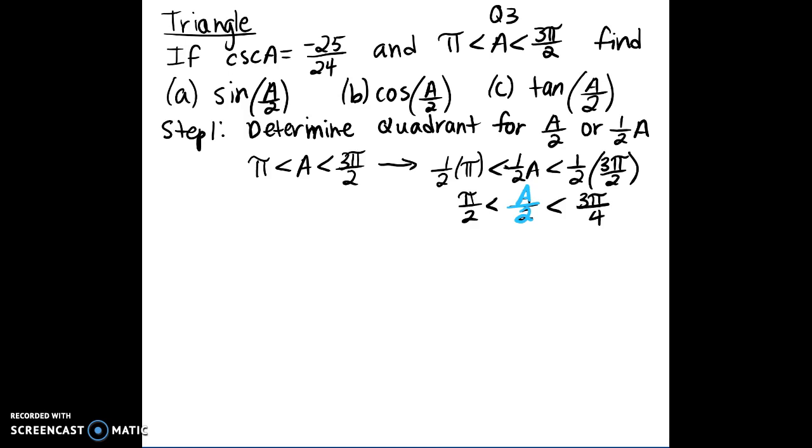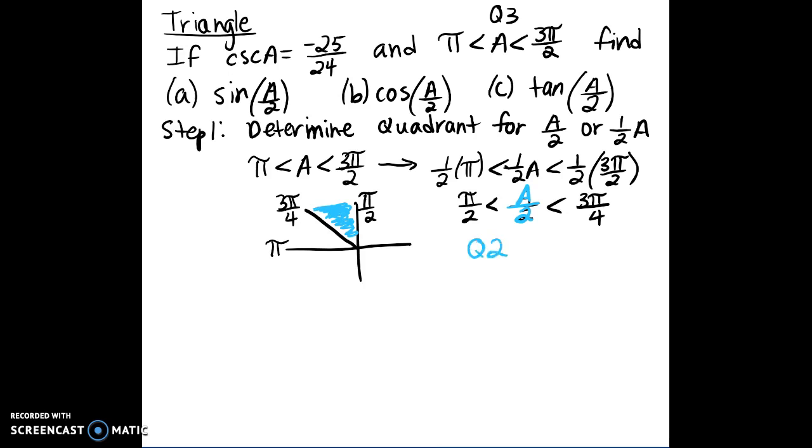Now that's not an entire quadrant, so what you really want to think about with this is, here's pi over 2, here's pi. 3 pi over 4 is halfway in between. So really, A over 2 is somewhere in this space. Now if we're looking at what quadrant, it's in part of quadrant 2. So it's still going to be in quadrant 2.